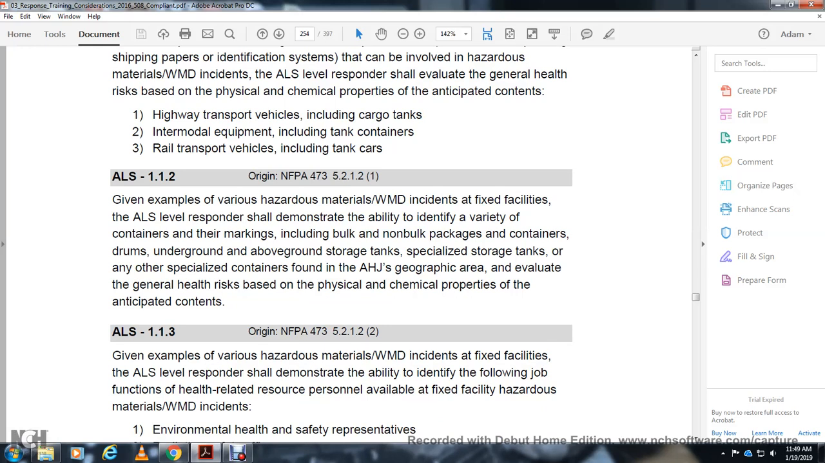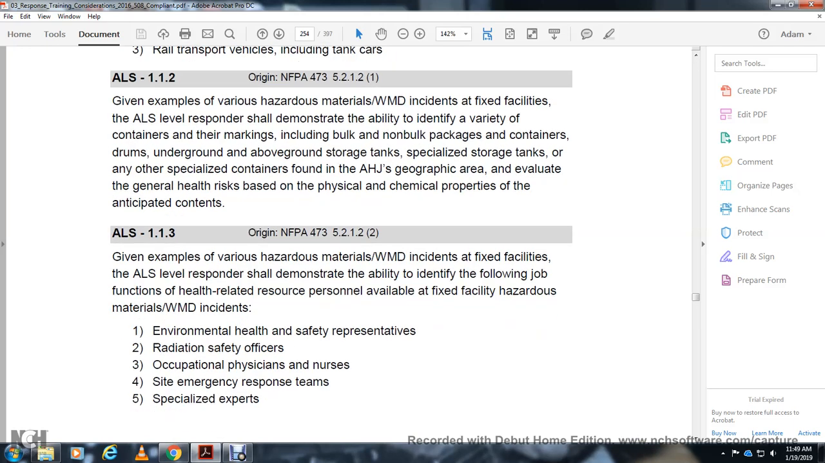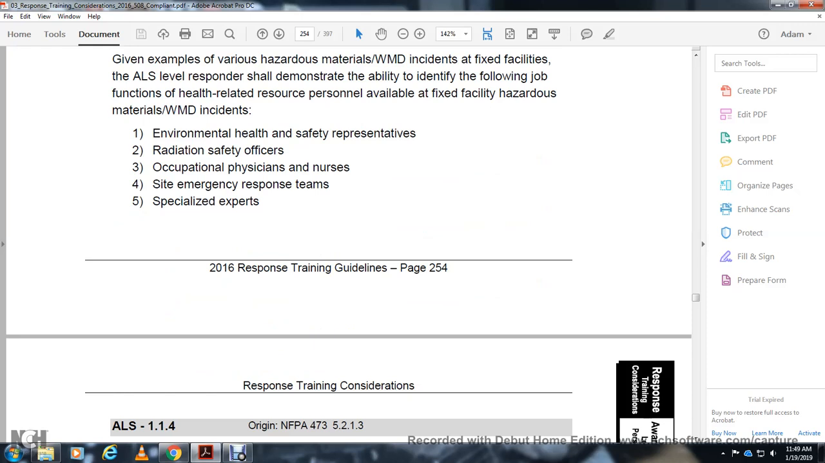Given examples of various hazardous materials weapons of mass destruction at a fixed facility, the advanced life support level of response should demonstrate the ability to identify the following job functions of health related resource personnel available at a fixed facility with a weapons of mass destruction incident: environmental health and safety representatives, radiation safety officers, occupational physicians and nurses at the site, and emergency response team specialized experts.